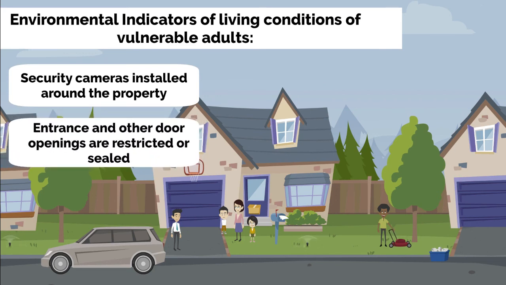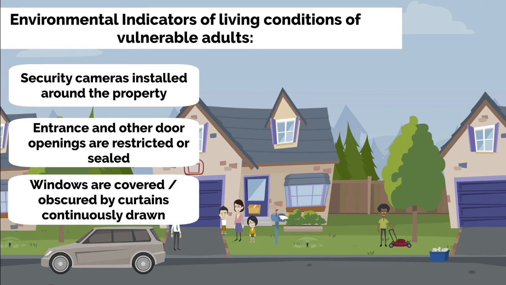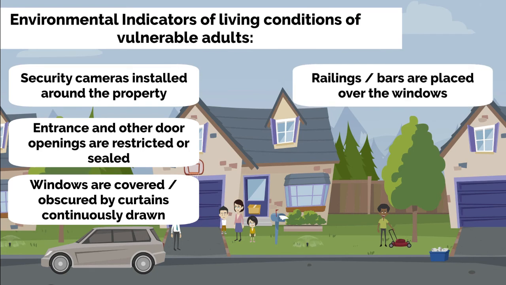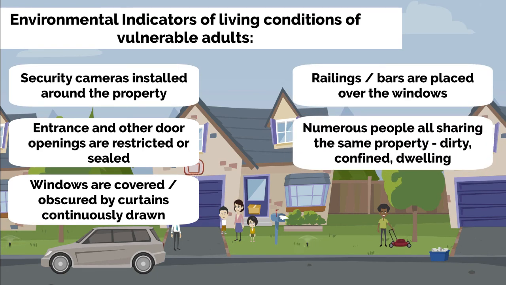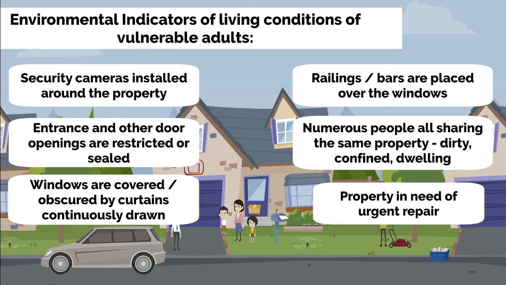Environmental indicators of living conditions of vulnerable adults can be security cameras installed around the property. Entrance and other door openings are restricted or sealed. Windows are covered, obscured by curtains continuously drawn. Railings, bars are placed over the windows. Numerous people all sharing the same property. Dirty, confined dwelling. Property in need of urgent repair.